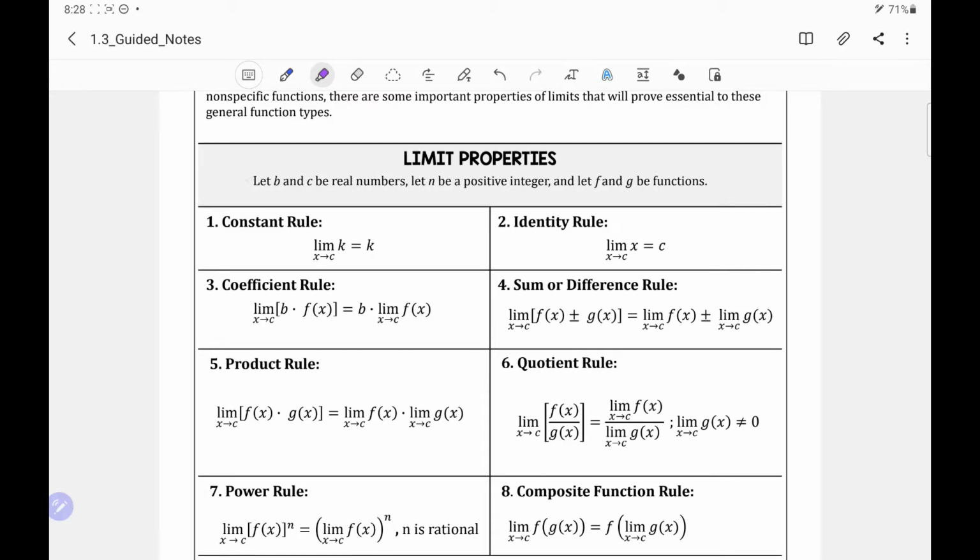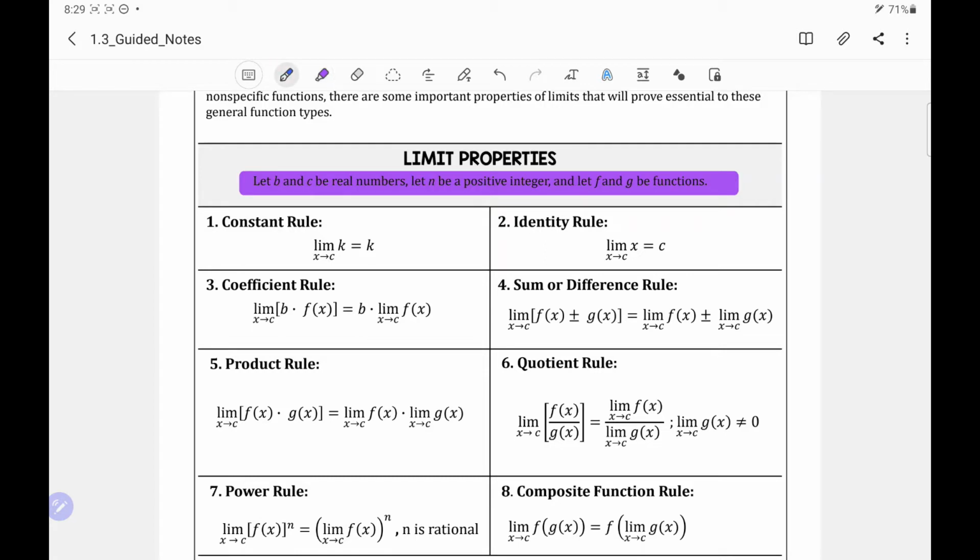Here are the things that you must keep in mind. Let b and c be real numbers, n is a positive integer, and f and g are functions. Remember, as a function, that means you have a one-to-one relationship of the x and y. You pass the vertical line test. So here we go. Let's look at these.